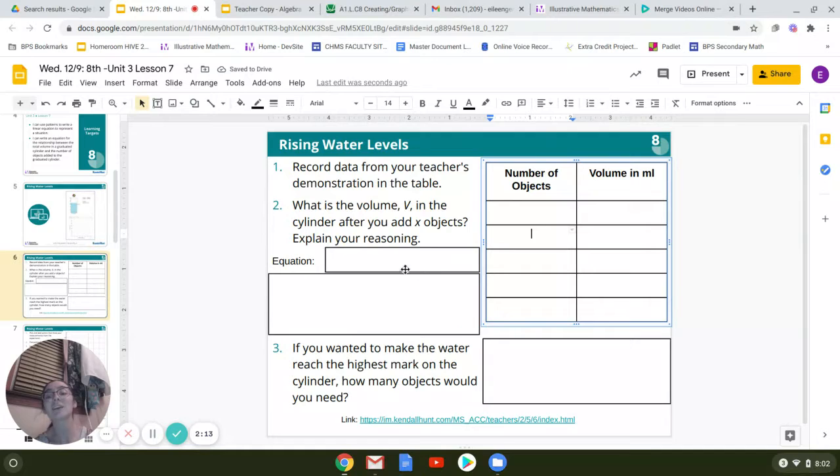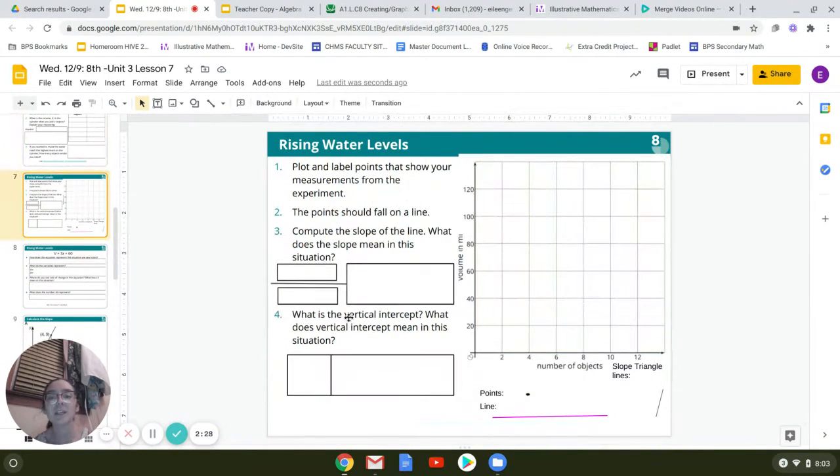Then we had to create an equation using the variables v and x. Then, how many marbles did we have to put in to get all the way to the top of the graduated cylinder? There were 2 ways we could have done that. Then we plotted some points and created a line. We calculated the slope of the line by drawing in our slope triangle. Then we talked about what the vertical intercept was and what it meant in the situation.